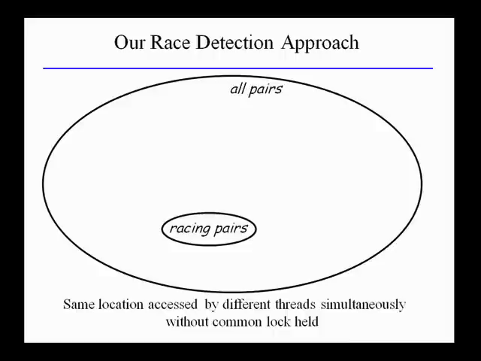All right, so now back to our big picture. We have the set of all pairs, and we want to whittle that down to the set of just racing pairs, just identify exactly the set of races.